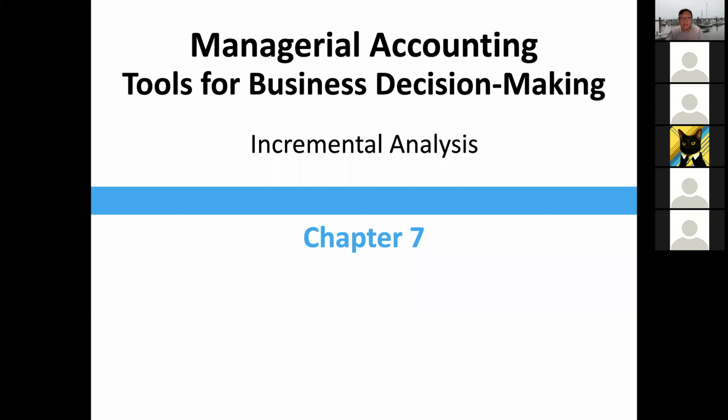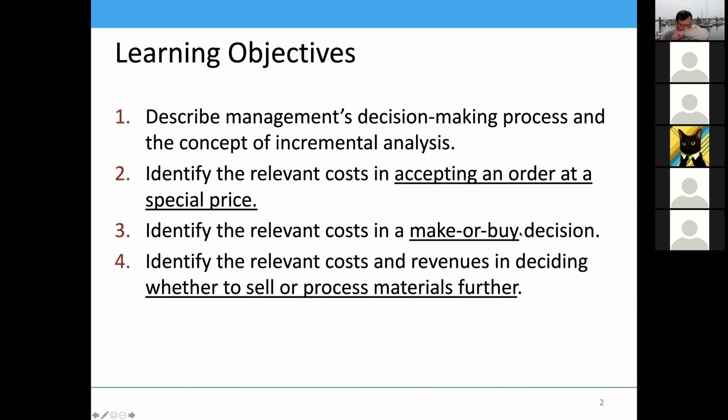This is about incremental analysis. Okay, incremental analysis. So we have maybe 7 learning objectives. First we need to know how to describe the concept of incremental analysis, what it's about. Second, we want to identify the relevant cost when we are accepting an order at a special price.